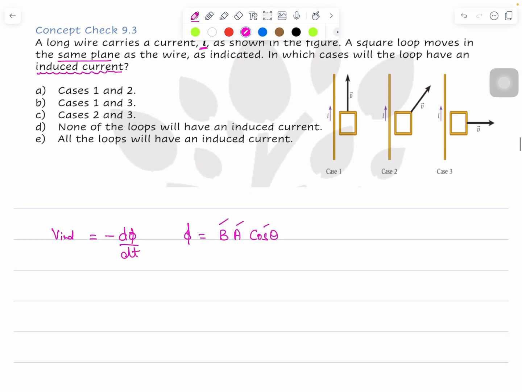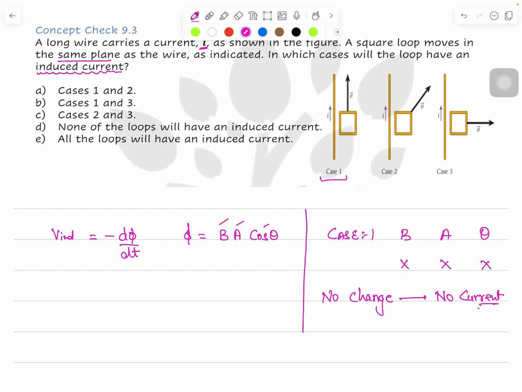Case 1. Body is going up, current is going up. Guys, just check in case 1. Write like this: B, A, angle. Is there a change in angle? No. Is there any change in area? No. Is there any change in magnetic field? No. So the answer is no. No change, so no current. Yes or no? No induced current.